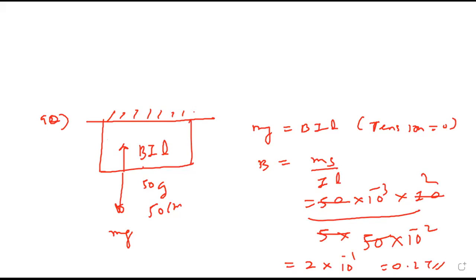No tension is no pulling force. So current is passed through it. Due to that current, there is magnetic field produced perpendicular, how much they want.